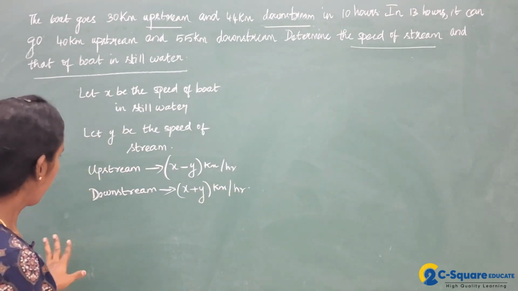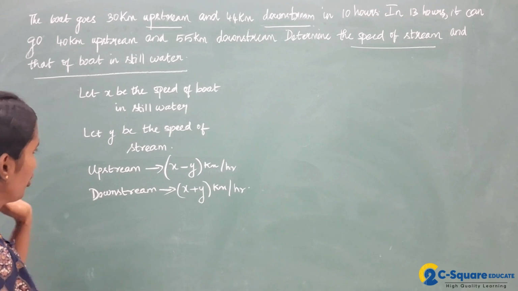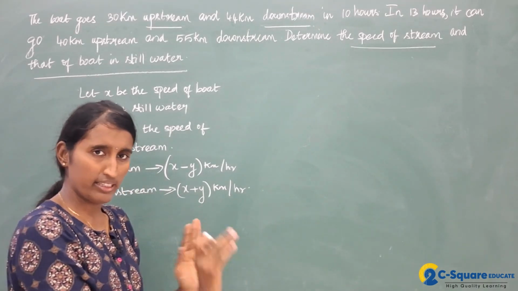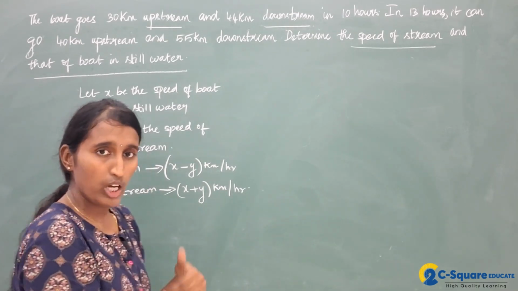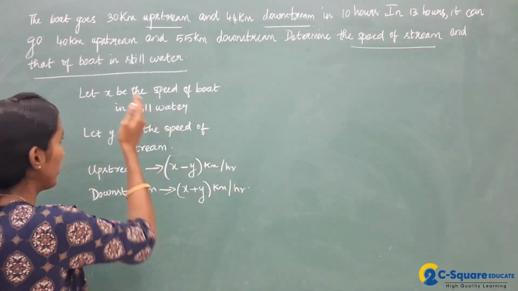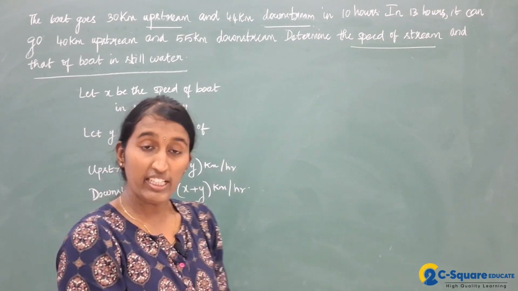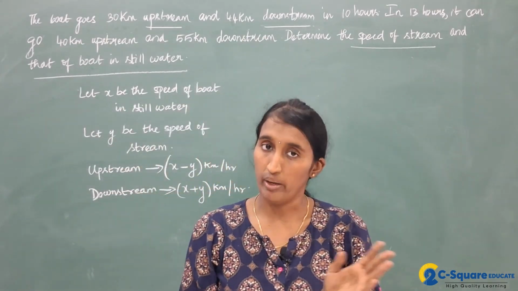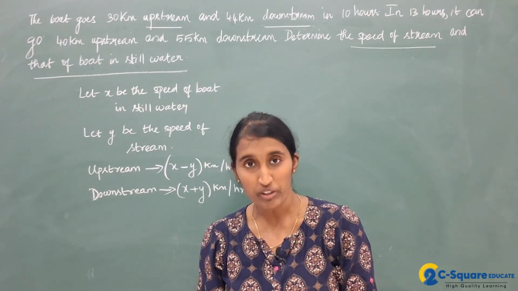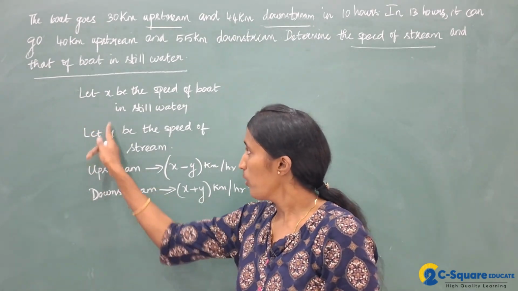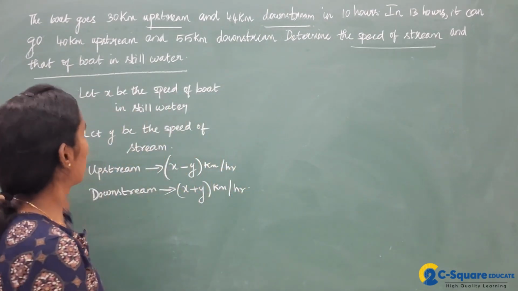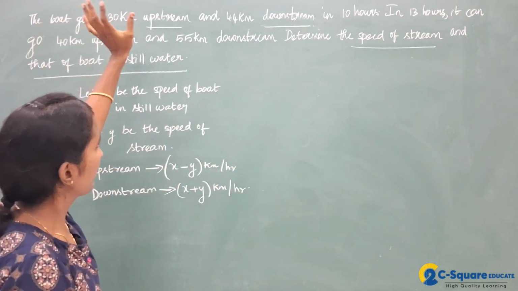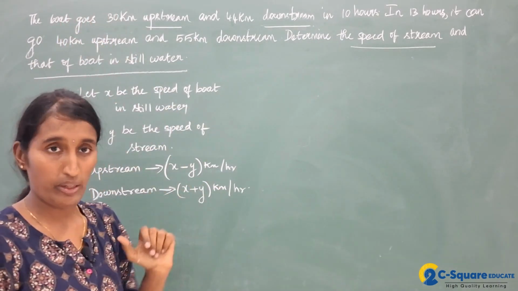Okay, fine. Now, we have found the unknowns, given them names, and also found the upstream speed and downstream speed. Now we need to find the unknowns. For that, what do we need? We need equations, a minimum of 2 equations, since we have 2 unknowns here. So let's read the question again and frame the equations.